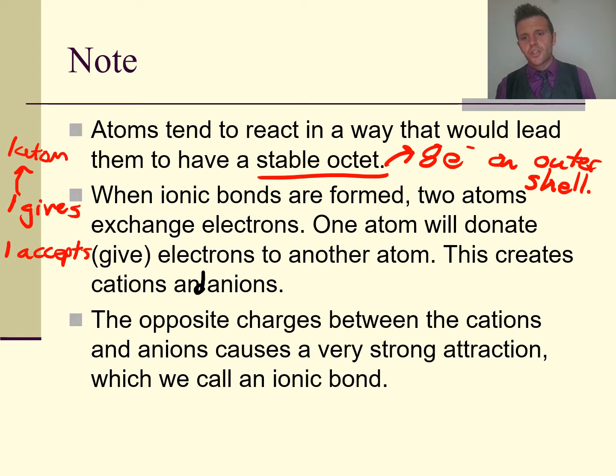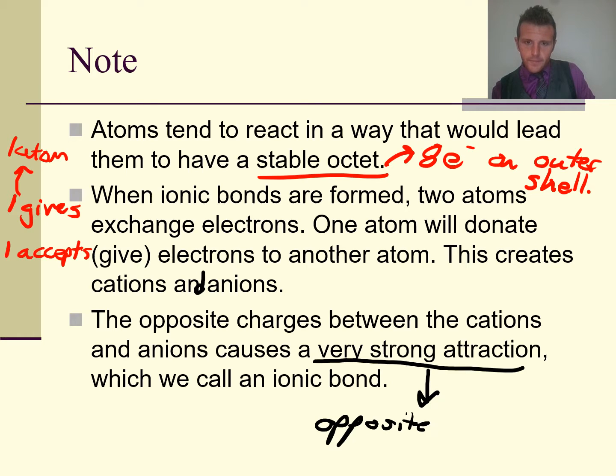So the opposite charges between the cations and the anions cause a very strong attraction. What you should be thinking about here is these are just like opposite ends of a magnet.